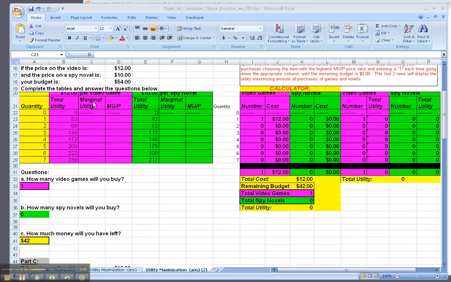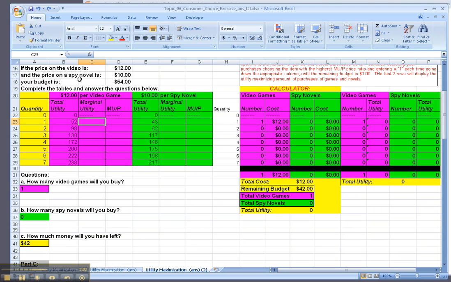Back to our problem. Let's calculate the marginal utility for the first good here. So we go from 0 to 52, the marginal utility is 52. Marginal utility over price, that's going to be 52 divided by 12, or 4.33. Filling out the rest of this table, we have this.